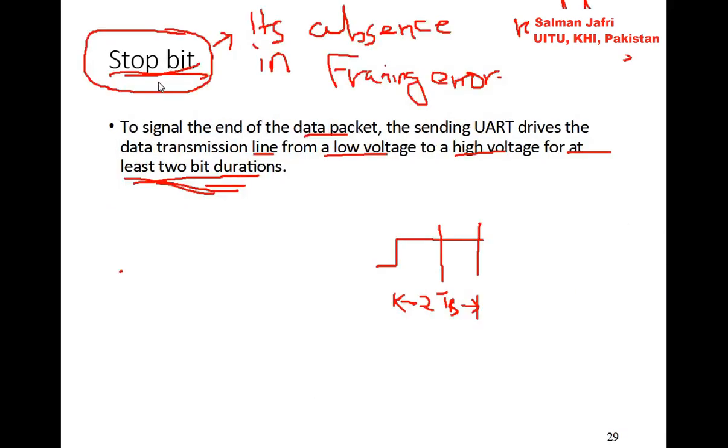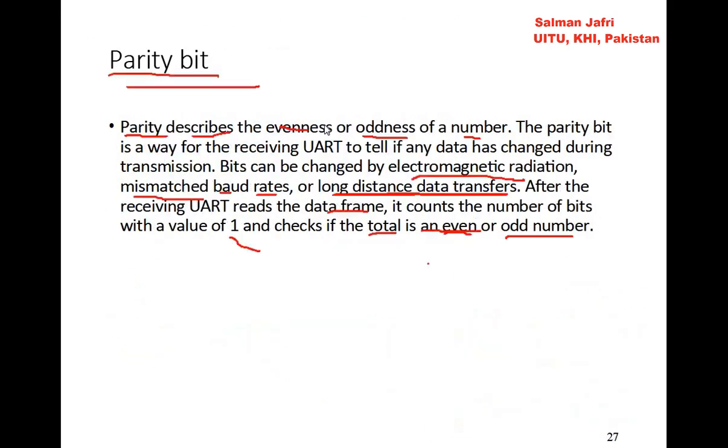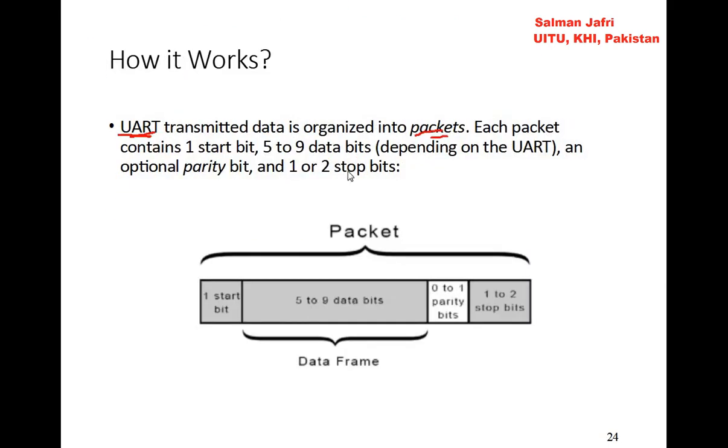Now we talk about the stop bit, right? To signal the end of the data packet, the sending UART drives the data transmission line from low to high voltage for at least 2-bit duration. So when the data transmission is complete, to complete this data packet, this 1 or 2 stop bits are sent.